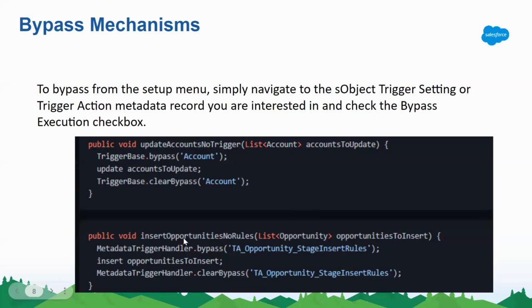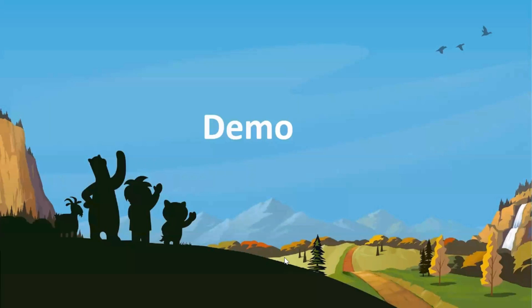And we have the same thing for the action level as well, but the class is different. So for the action level, if you wanted to bypass the process, we have a metadata type, metadata trigger handler, and here we have the same method to bypass the trigger action. Okay, so let's move on to the demo part.